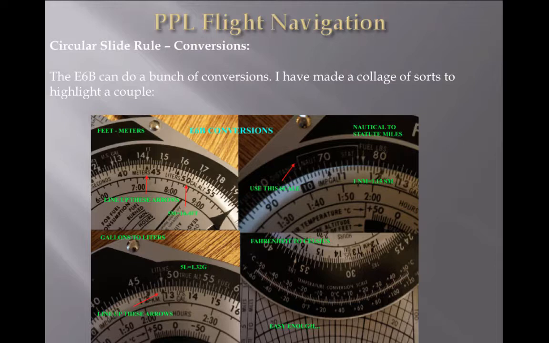Vice versa, if you're trying to work out what 16.4 feet is, align feet to meters, feet on the outer, meters on the inner, read from the outer, and the answer will be on the inner.